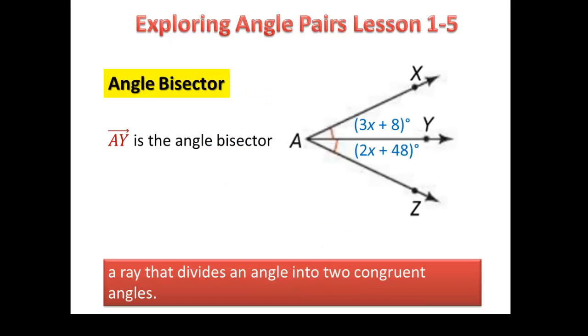Let's take a look at one more. Let's say we're given that AY is the angle bisector. Well, we know that if it's an angle bisector, it's going to divide this big angle here into two congruent angles. That means we can just make this angle equal to this angle and then set up an equation. 3x plus 8 equals 2x plus 48.